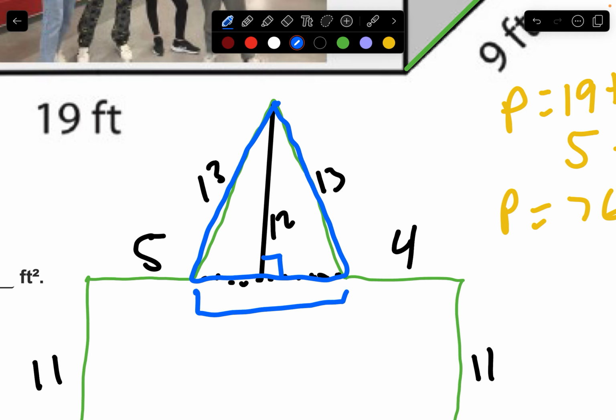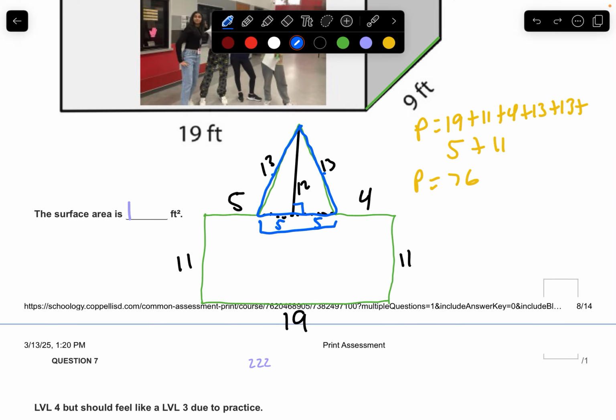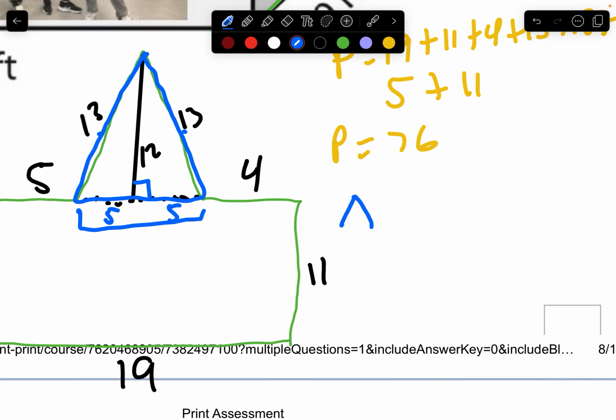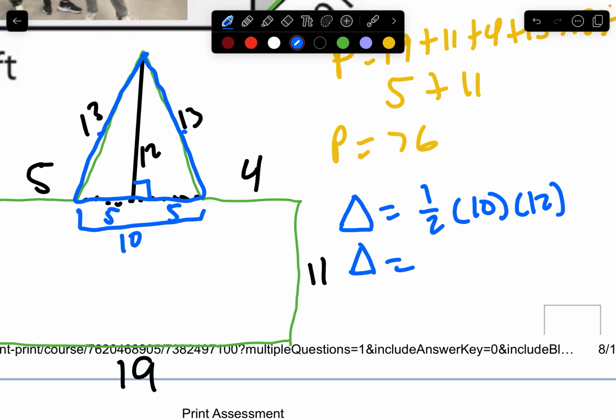Well, that's going to be a 5, 12, 13. And because both sides are 13, both parts are going to be 5. That's a triple. That's Pythagorean theorem. So for the triangle part, it's going to be 1/2 times 10 times 12. Don't do half of 5. 5 is already half. Remember, we don't do half of half. It's half the base, 10, times the height, 12. So the triangle is going to be 60.